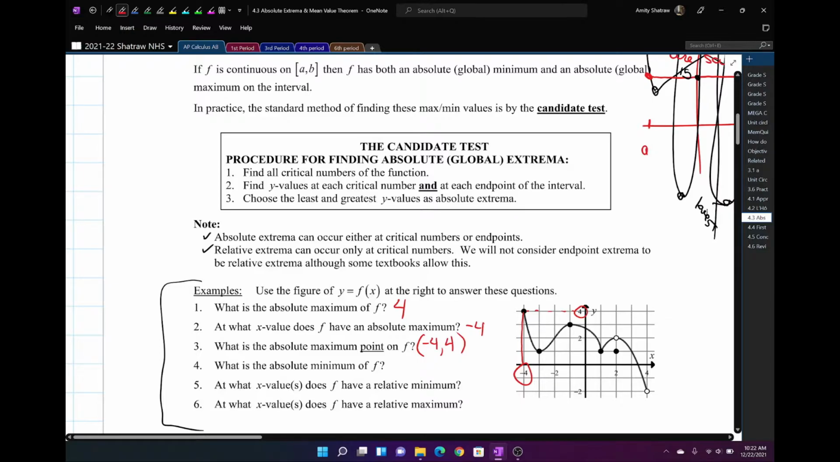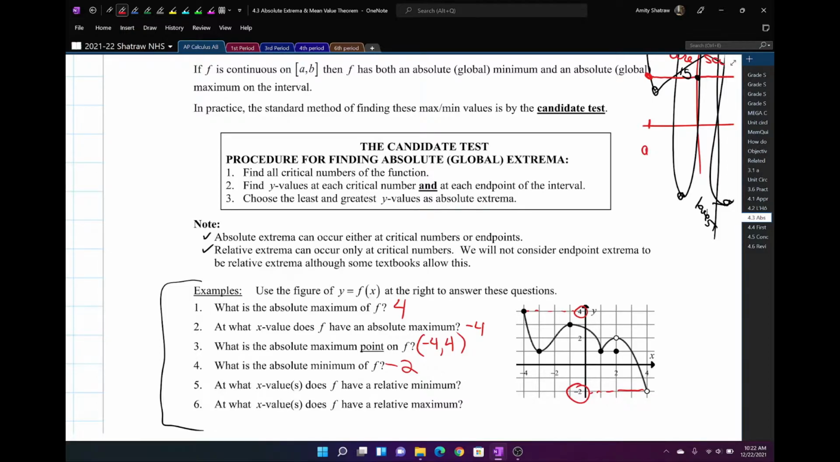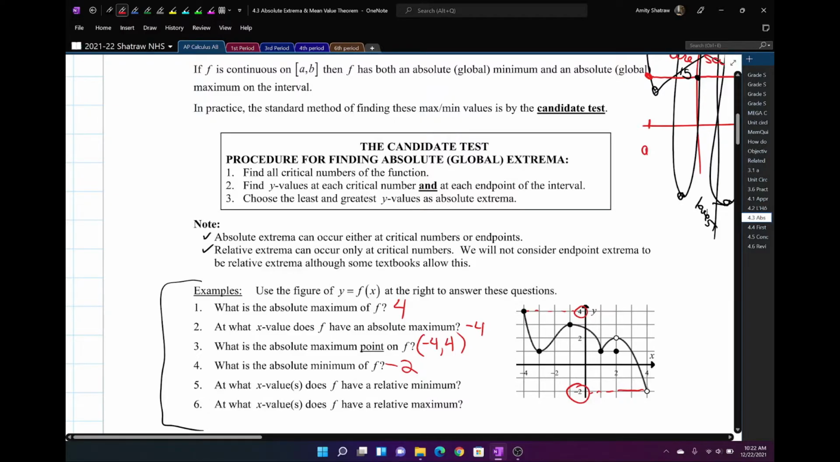And what was the absolute minimum of F? So I'm looking at the lowest point. I would say that was a -2. And it asks what was that x value where the absolute minimum of F is? Oh, wait. Check it out. Right there, there's an open hole. Did you write down -2? I did too. Here's the deal. We have to say there is none.